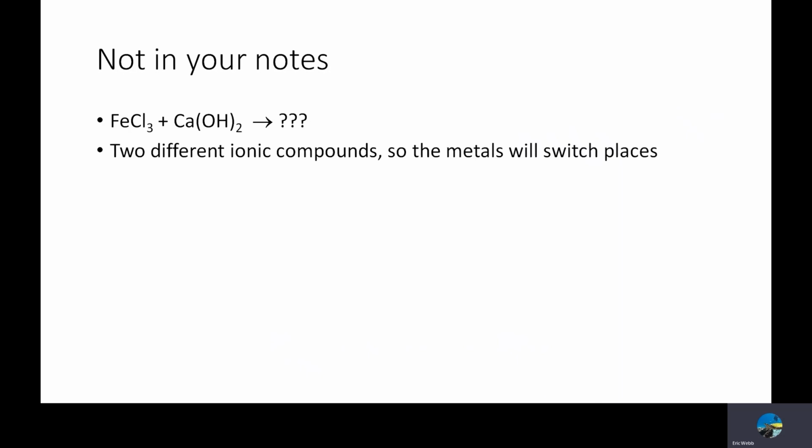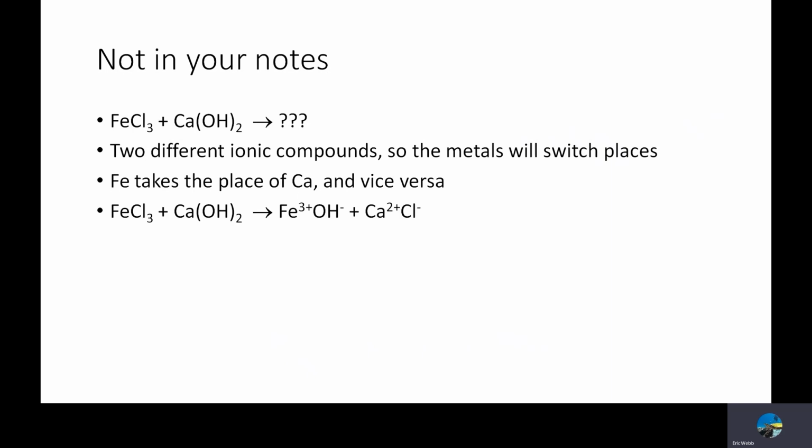So the iron will take the place of calcium. Calcium will take the place of iron. So we've got our iron and our calcium switching. So we'll end up with an iron hydroxide and a calcium chloride. Again, these are still ionic compounds, so we will have to balance out our ratios and our formulas.